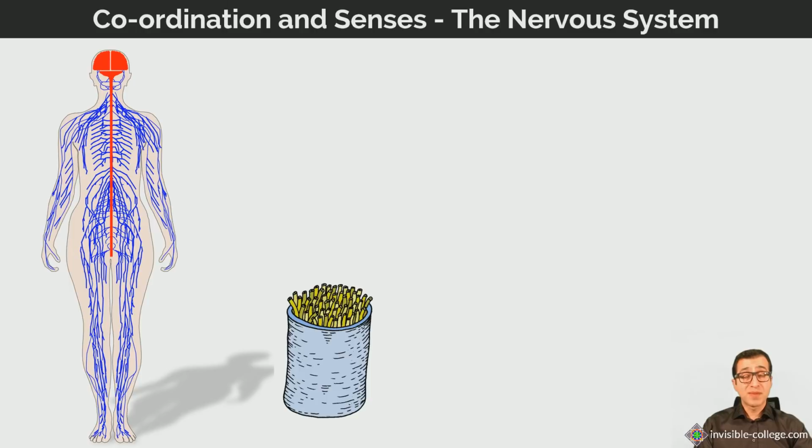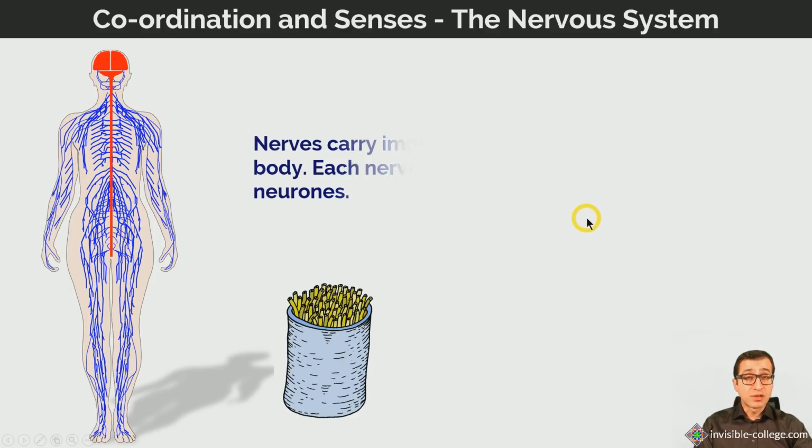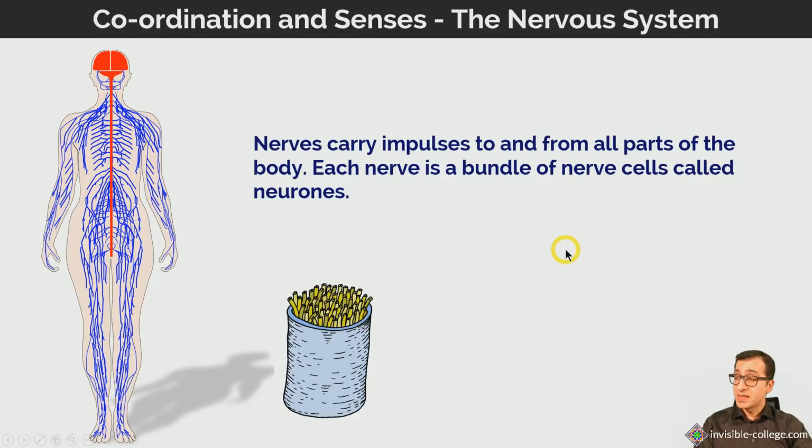Now, the nerves which make up the peripheral nervous system are responsible for carrying information from sensory receptors to the central nervous system, and also carrying signals from the central nervous system to effector organs such as muscles and glands to produce certain types of effects. Now, each nerve is actually a bundle of the axons of nerve cells, the long thin fibers of the nerve cells, and these individual nerve cells are called neurons.